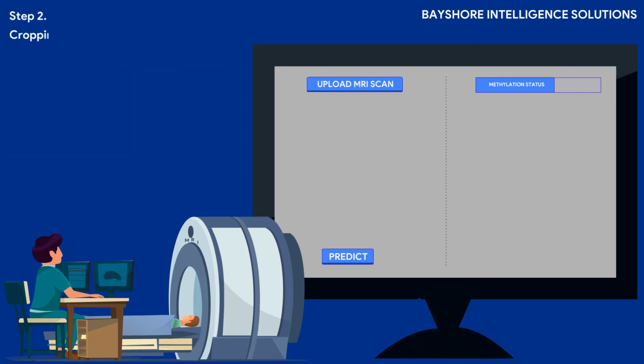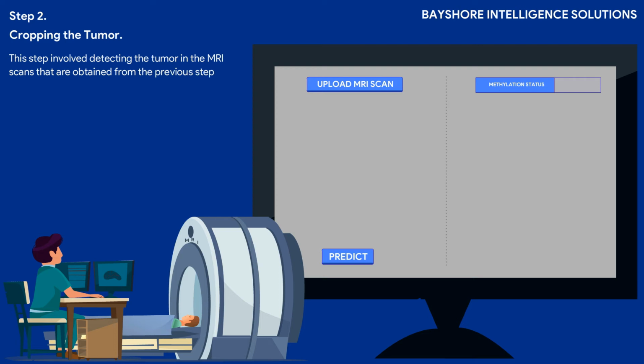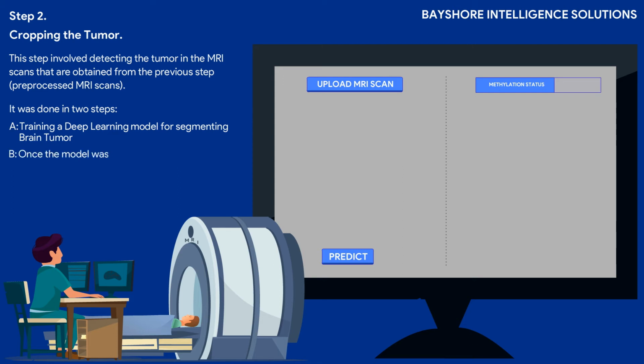Step 2. Cropping the tumor. This step involved detecting the tumor in the MRI scans that are obtained from the first step, that is the preprocessed MRI scans. It was done in two steps. A. Training a deep learning model for segmenting brain tumor, and B. Once the model was ready, it was then used to detect and crop the tumor.